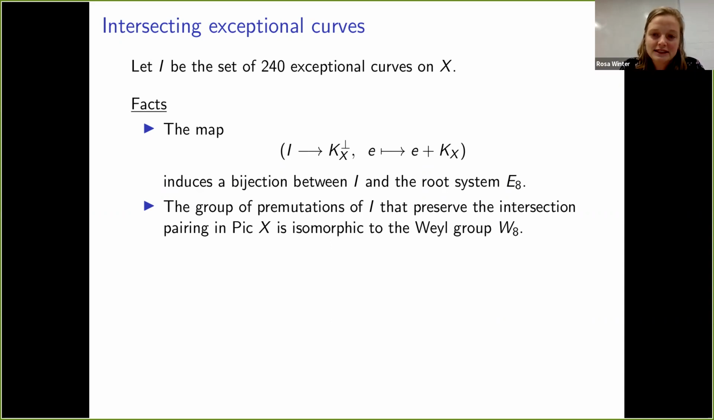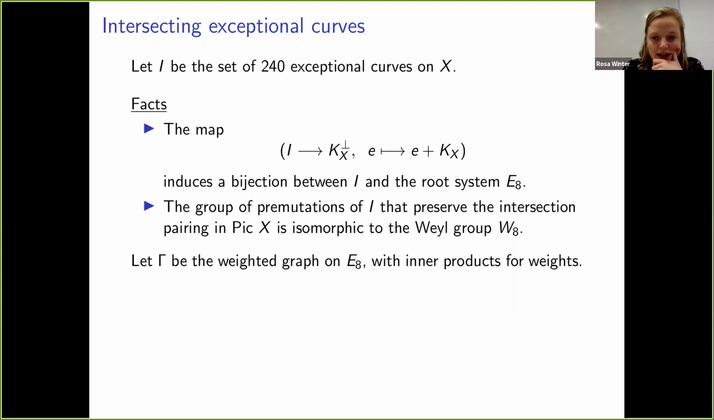And as a nice consequence of this bijection, we find that the group of permutations of the 240 exceptional curves that preserve the intersection pairing is isomorphic to the Weyl group. So we have a very nice description of basically the automorphisms of this set of exceptional curves. And if we now look at the root system, let gamma be the weighted graph on this E8 root system, where the weights are just the inner products. So vertices are the roots in the root system, and weights on the edges are the inner products of two roots.